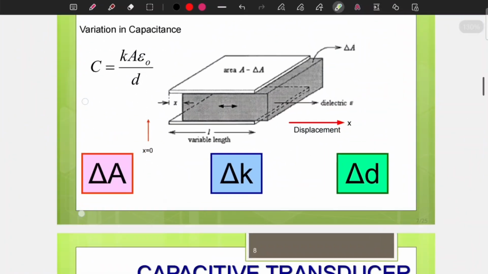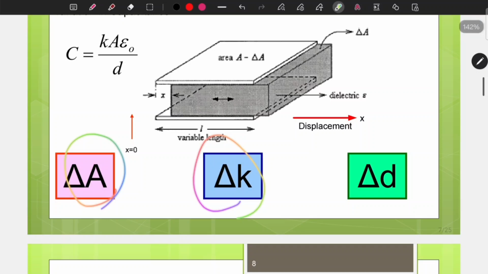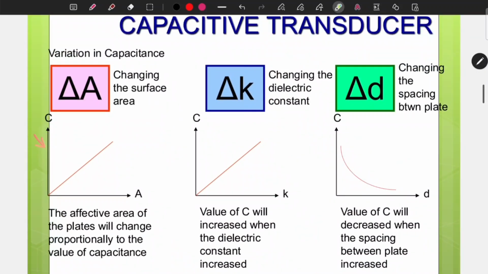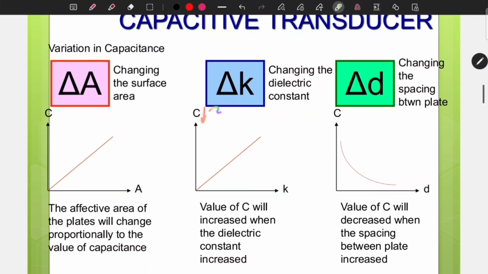Like I said earlier, there are three things that determine the capacitance. As you can see by the graph, C is directly proportional to A. So if you increase A, C will also increase. But if you decrease A, C will also decrease. Same goes with delta K. If you change the dielectric constant from a lower value to a higher value, you will have a higher C. But if you change K from a higher value to a lower value, you will decrease your capacitance.